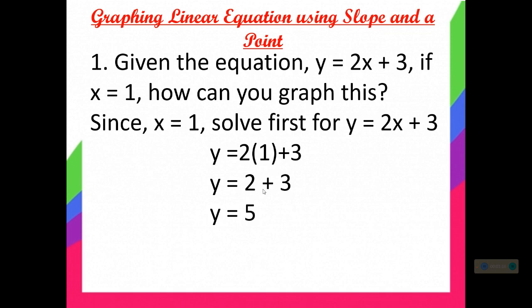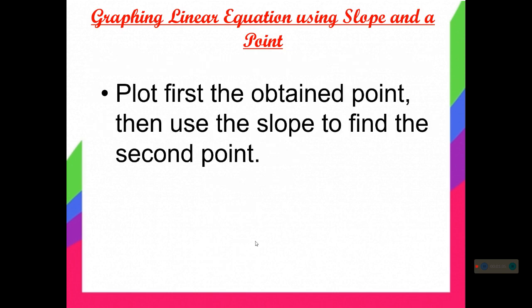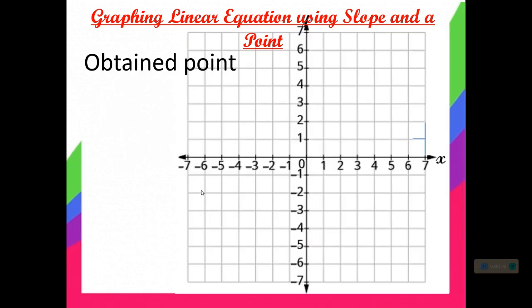And then you continue solving, so you will obtain y equals 5. Since we have y equals 5 and earlier the condition x is equal to 1, our ordered pair will be (1, 5). This is the obtained point. For the next step, you are going to plot first the obtained point, then use the slope to find the second point. How are you going to do this? Again, our obtained point is (1, 5).